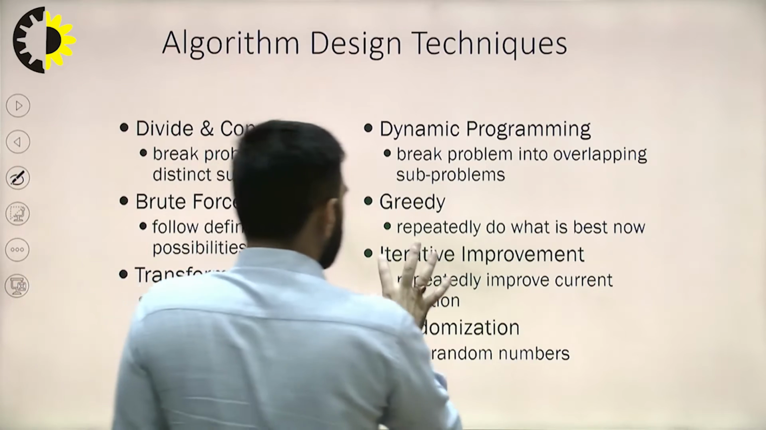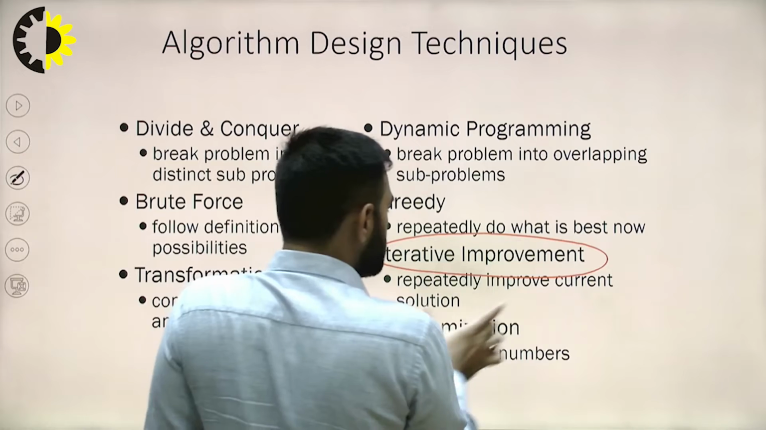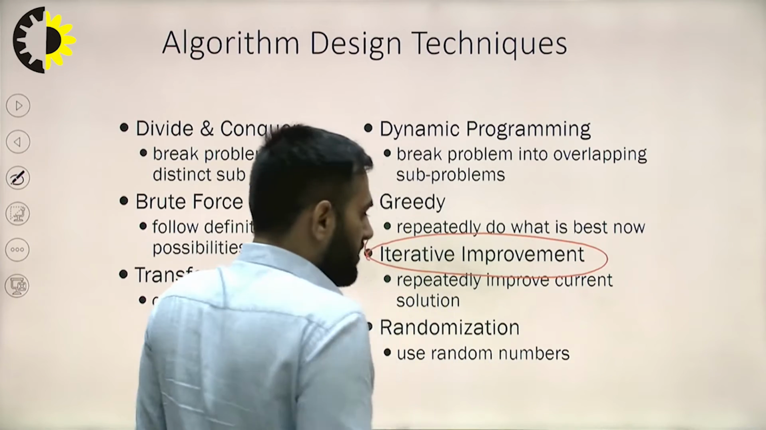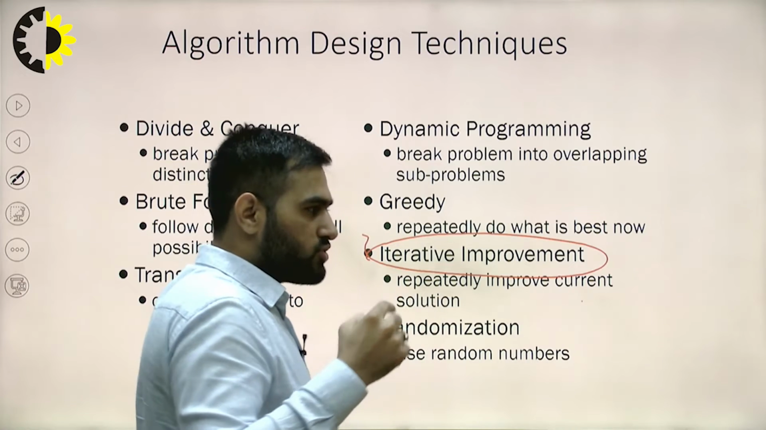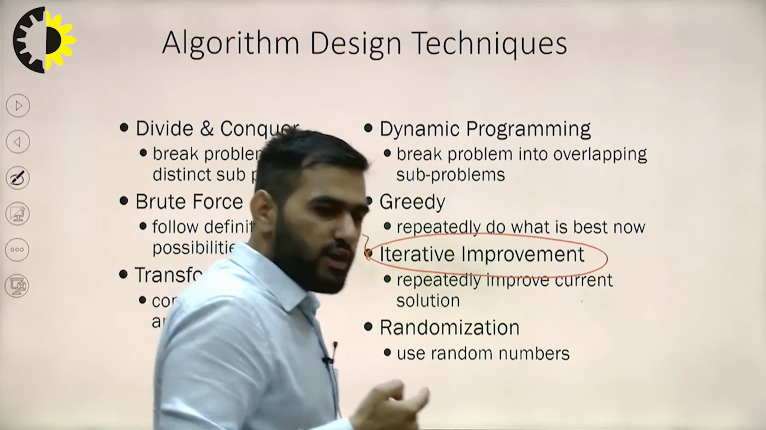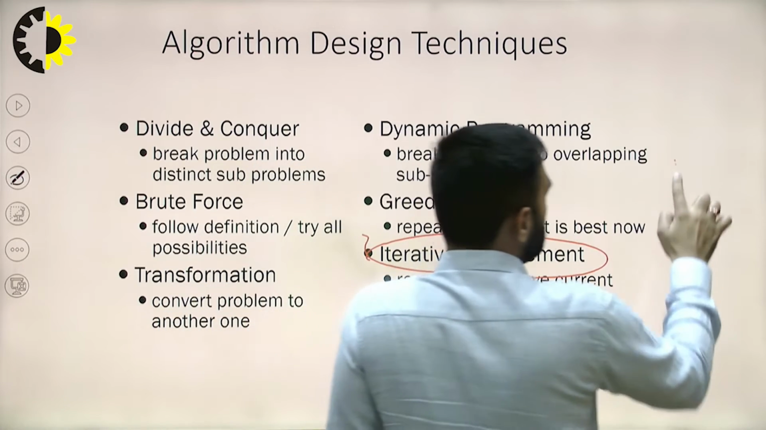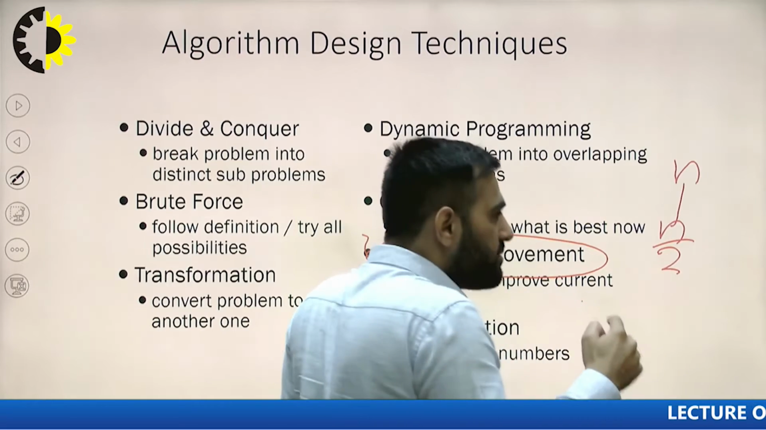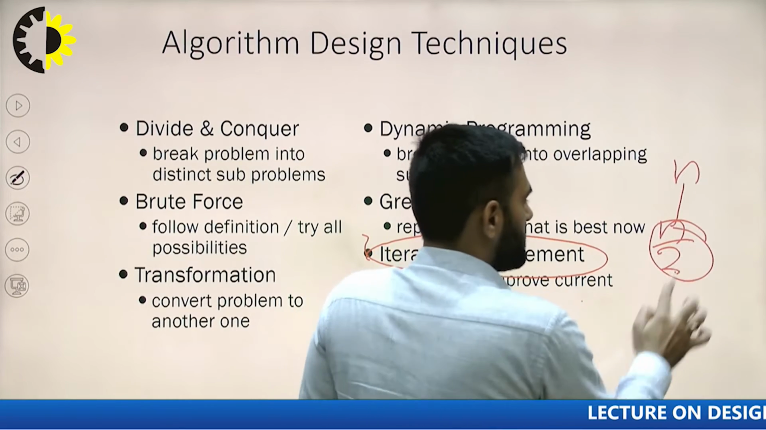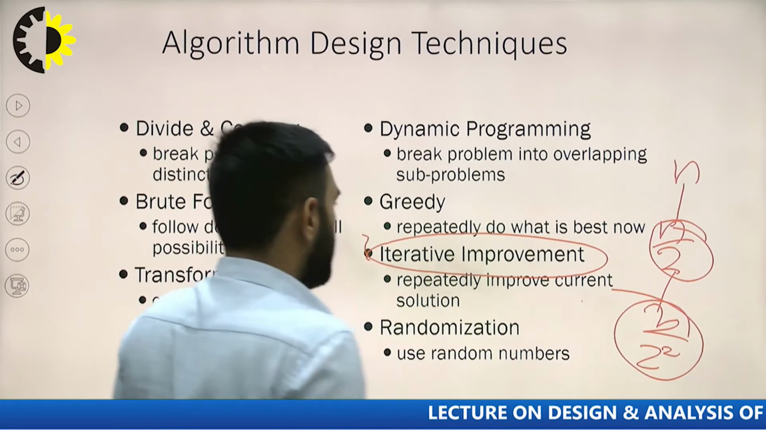Next is iterative improvement. What does it do? It repeatedly improves the current solution. What does it mean? When we recursively call the sub problem, step by step to solve a particular problem, we are dividing the problem into sub problems. So when we divide the sub problem into sub problems, we are repeatedly improving the sub problem to get the best solution. This is called iterative improvement.